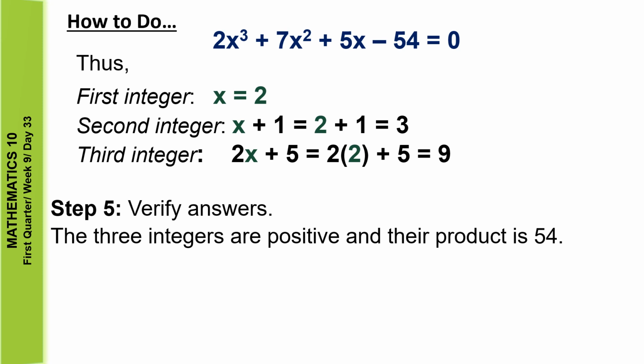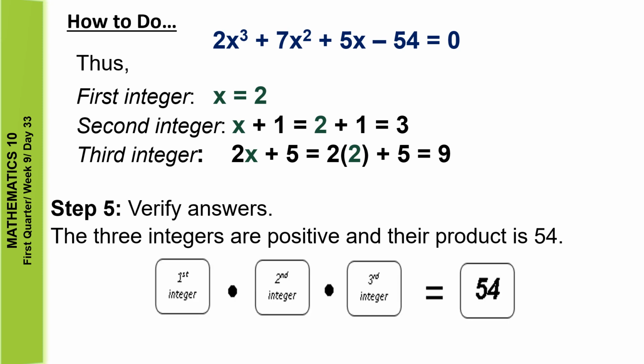Our step 5 is to verify answers. Since we are asked to find the product of the three numbers, which is 54, let us check. The first integer is 2. The second integer is 3. And the third integer is 9. To find the product of these three numbers, is it equal to 54? Yes, we got it correct.